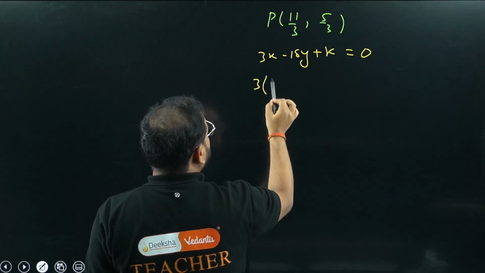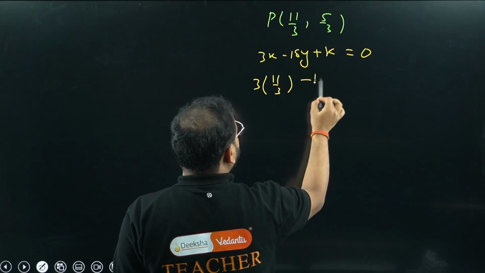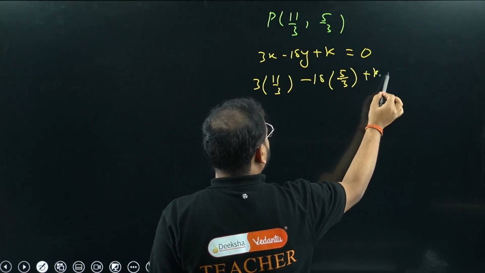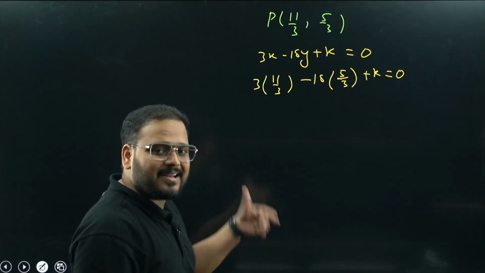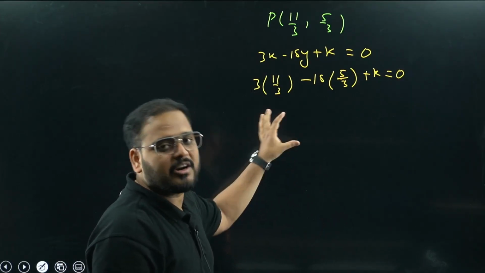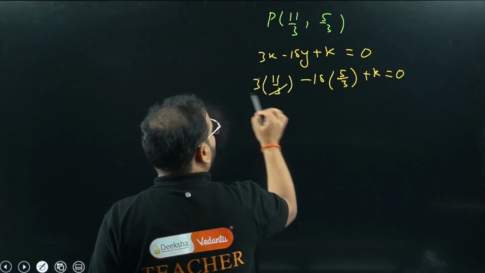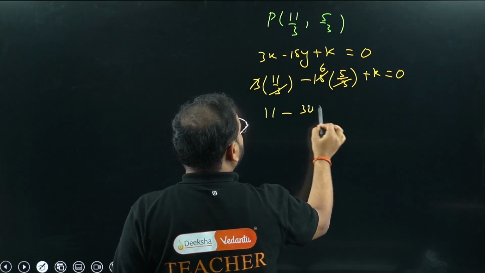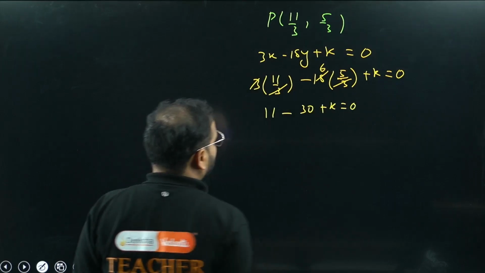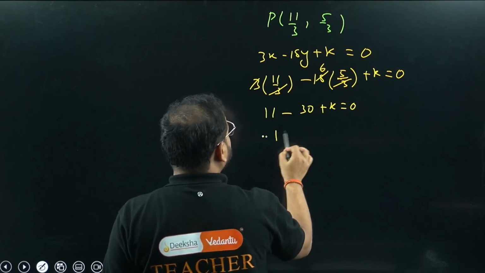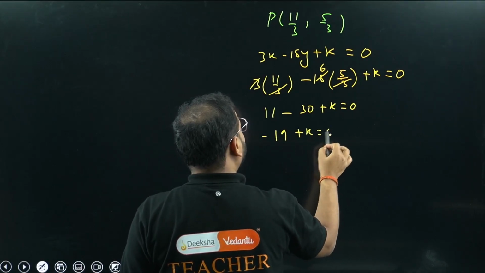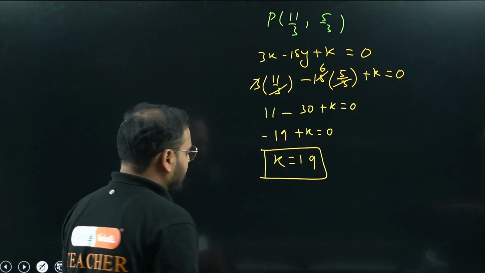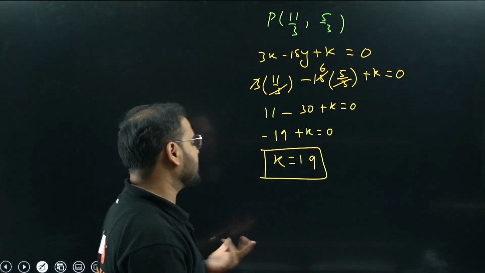3 times x, which is 11 by 3, minus 18 times y, which is 5 by 3, plus k. Now the point P lies on the line, which means the coordinates will satisfy the equation. So 3 and 3 gone, 3 sixes are 18. So 11 minus 30 plus k equals 0. That's minus 19 plus k equals 0, so k is 19. If you are getting a different answer, let me know in the comment section and I'll cross verify.